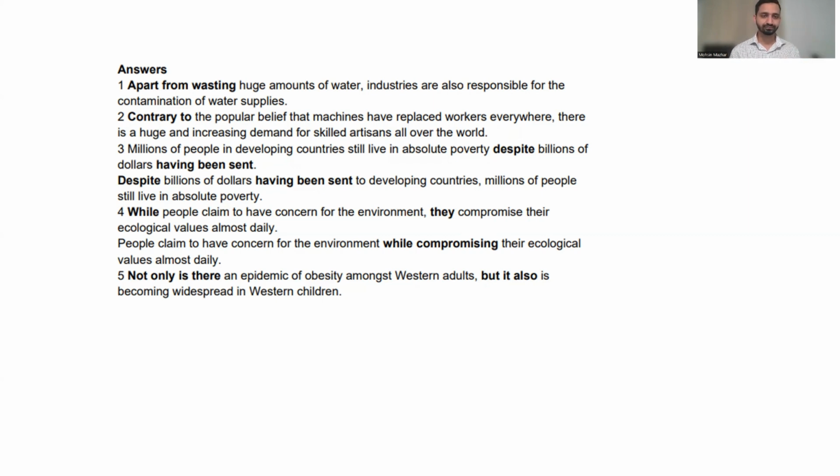Number 4: while people claim to have concern for the environment, they compromise their ecological values almost daily. Or you could say, people claim to have concern for the environment while compromising their ecological values almost daily, right? And in the middle, you can see that when you're using "while", you're using the -ing form of the verb, compromising. So you have to be careful there. When you use it in the middle, you have to change the structure sometimes, depending on the linking word.